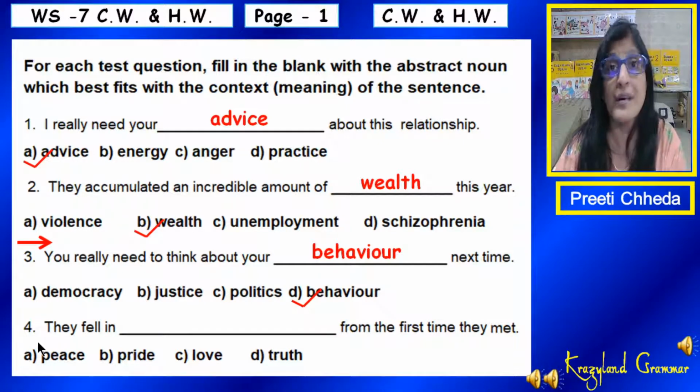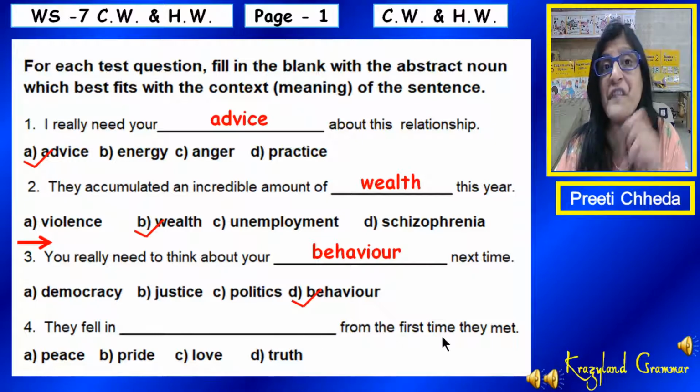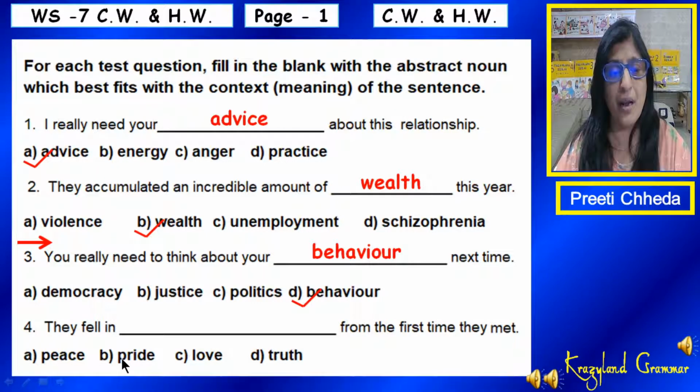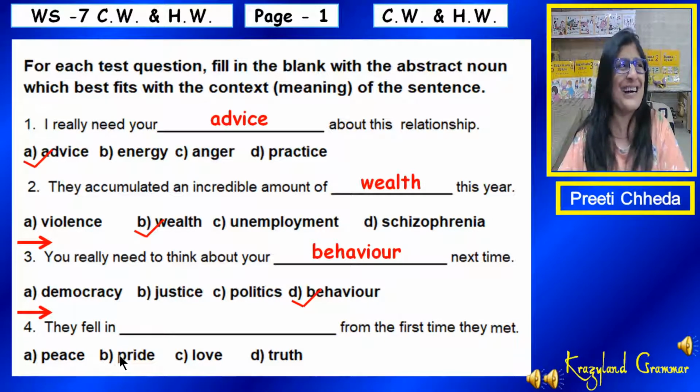Now, number 4. Let us read aloud first. They fell in dash from the first time they met. Now, what are the options given? A, peace, shanti, pride, garva. We feel proud, and proud is an adjective and pride is an abstract noun. Love, pyar, truth, matlab sachai. So they fell in dash, and this one you are going to do on your own, and your time starts now.